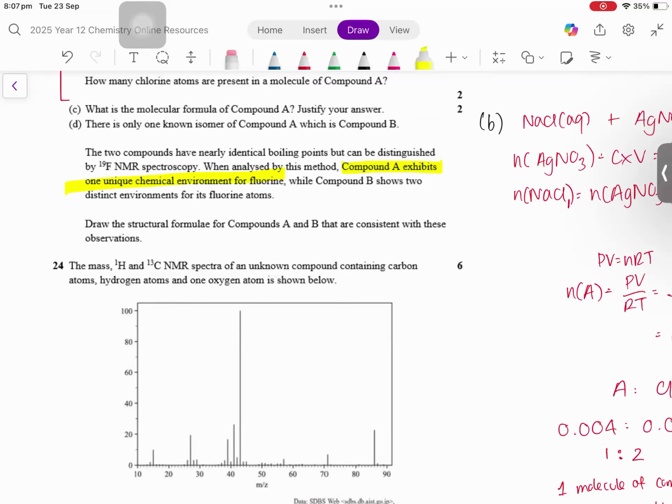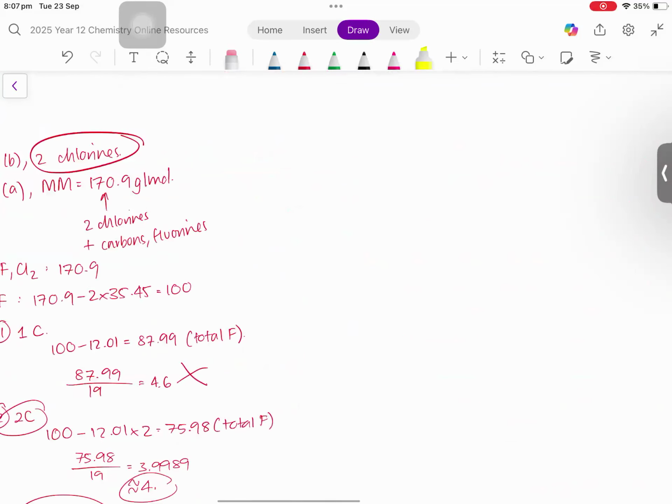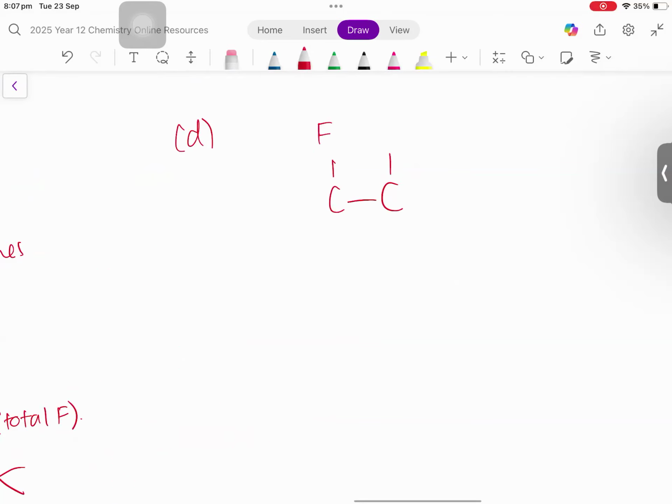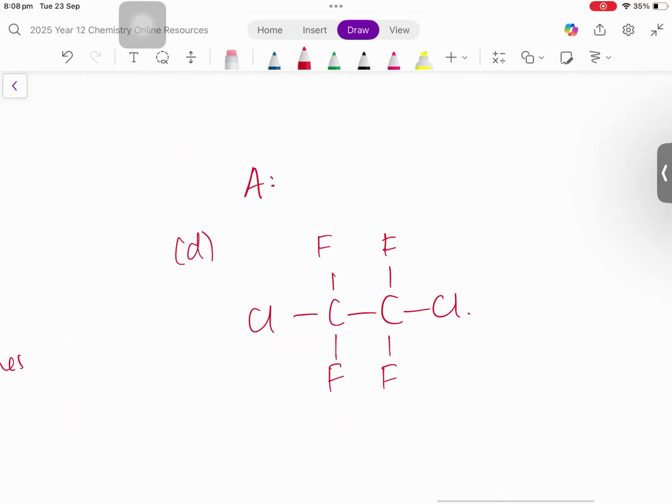So compound A is the one that has the symmetry. So guys, you have 2 carbons. You have 4 fluorines to put on here. How would you put the 4 fluorines so that it's a symmetrical structure? 2 on each. Exactly. I'm going to put 2 fluorines here and 2 fluorines here. And then you'll have the 2 chlorines left over to put in, and that'll give you your symmetrical structure. So this is compound A. If you're only going to have one chemical environment, the structure is symmetrical.